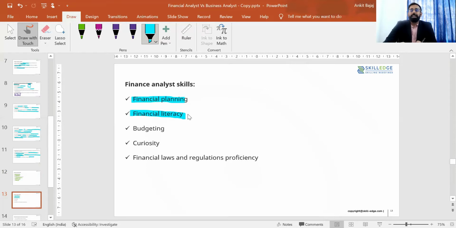Otherwise, you won't be able to suggest or guide your company where you are providing services, right? So you should have update of the market, how market works, what is the demand supply law in market. You should know each and everything, right? You should know budgeting concept also. You should have curiosity. Definitely, if you want to learn finance, you should be curious, right? You should love numbers, then you will be able to understand finance, right? Then financial laws and regulations proficiency. We have already seen that you should have knowledge of law, right? Otherwise you won't be able to guide your organization.